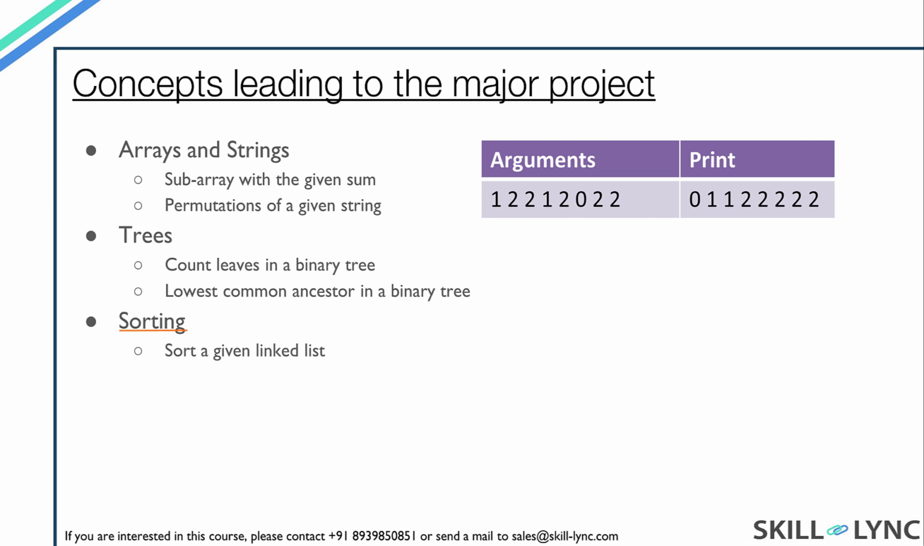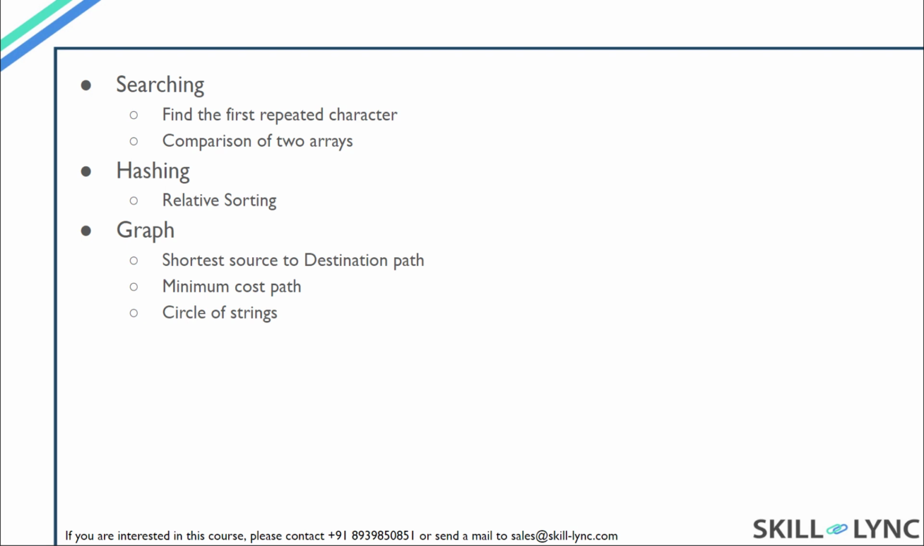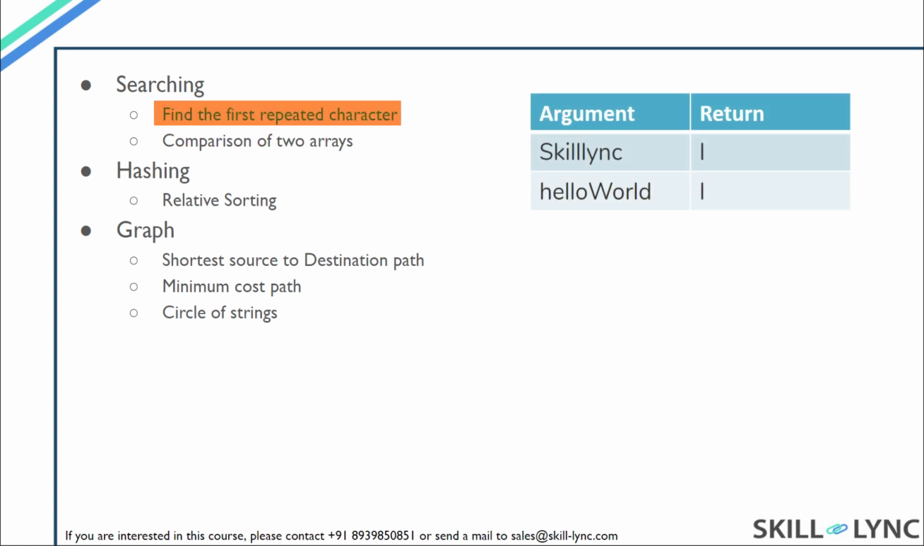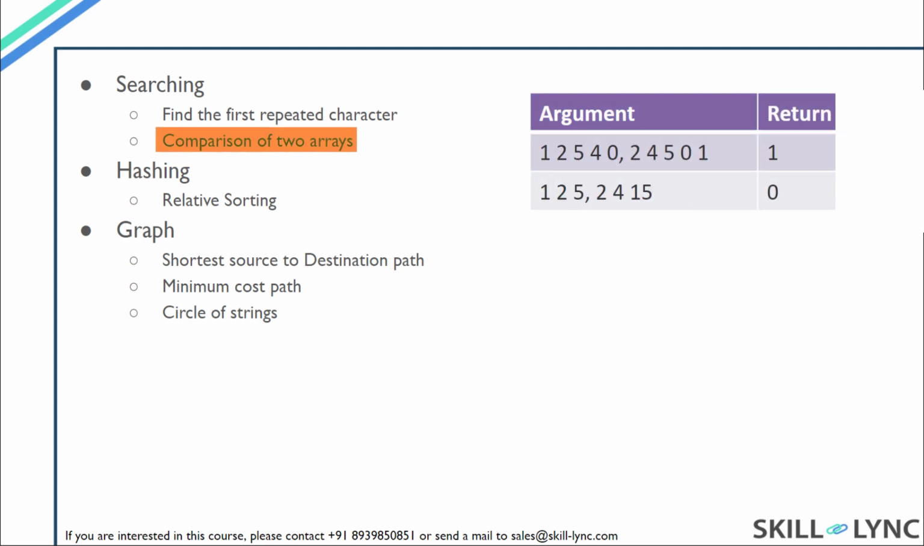Sorting is the next concept that we will cover in the major projects. Here you will have to sort a linked list containing zeros, ones, and twos and segregate them. Searching is an important function that is employed in various websites. Identifying the correct search methods is crucial. In the next project, you will be required to find the first repeated character in a given string and then display it. The next project using the concept of searching requires you to create a function that will help determine if two arrays are equal or not.